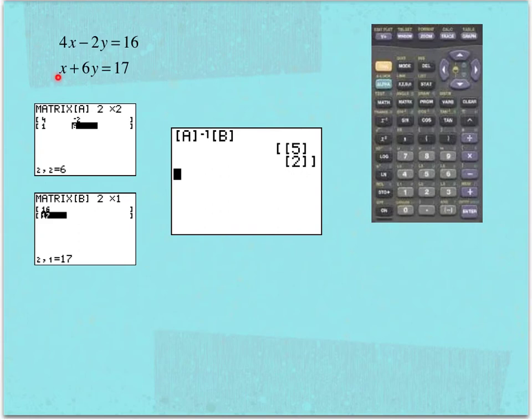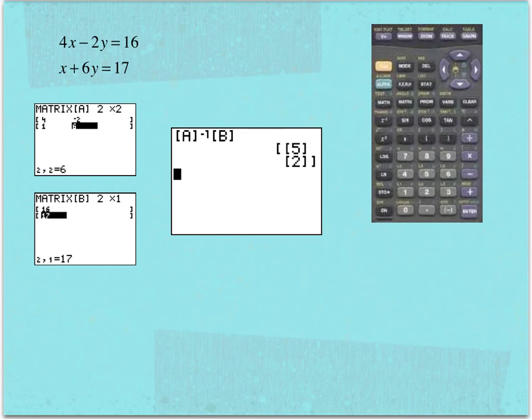But anyway, let's try it with this simple 2x2 system here, 4x minus 2y equals 16 and x plus 6y equals 17. I'm going to enter what I would call the coefficient matrix in my calculator. And that's just a 2x2 matrix that has the coefficients in there. So there we go right there. And matrix B then I'm going to call my answer matrix, which is going to be a 2x1. I enter that right here.